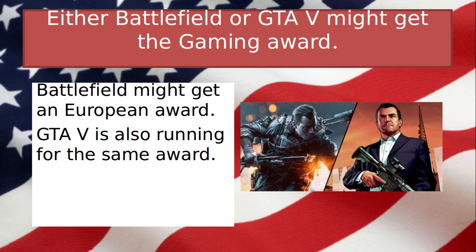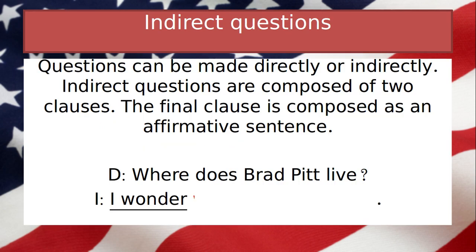Okay? Now, moving forward, when we have indirect questions, we need to think about some characteristics first. Let's read the definition. Questions can be made directly or indirectly. Indirect questions are composed of two clauses. The final clause is composed as an affirmative sentence. So what do we have to think of? The first thing we have to check is what kind of question we are talking about. This example: where does Brad Pitt live?